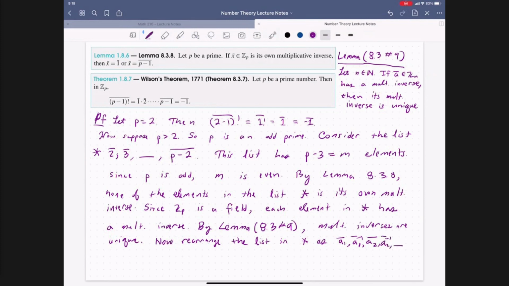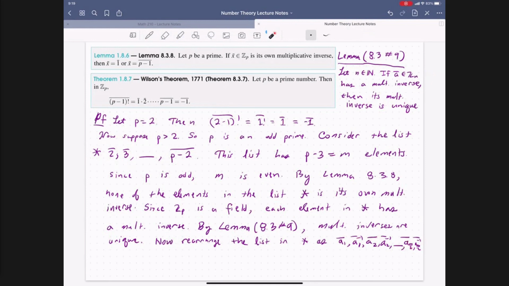Doing so means that we're going to get all the way to m over 2. We're going to stop at m over 2 bar, and then its inverse. I know that this may be a bit hard to read. This is a subscript m over 2, and then its inverse over here. And so this list is exactly the same as the list we have up here.